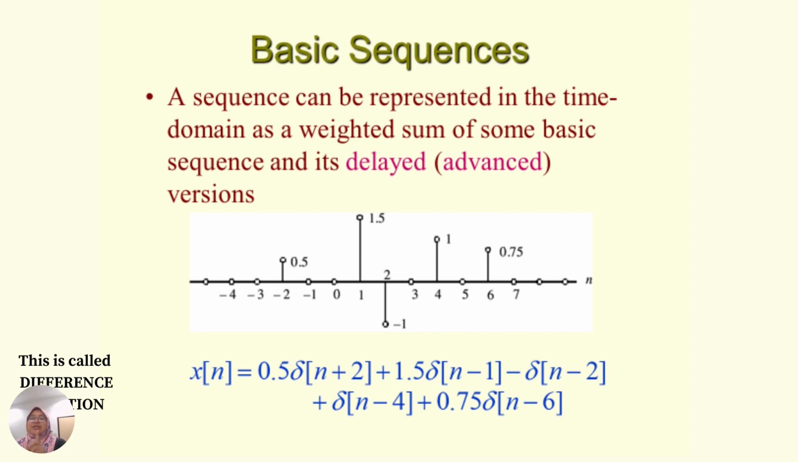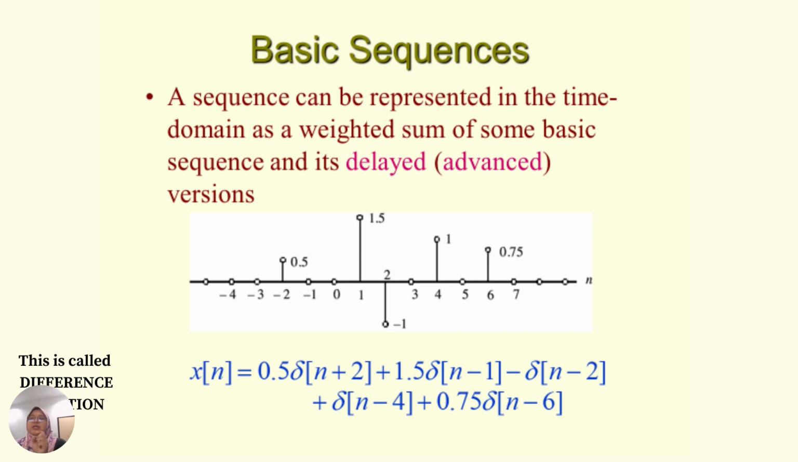So maksudnya di lokasi n equals to 1 adalah amplitude dia 1.5. Okay. Dan dekat sini adalah value dia negatif 1. Okay. So dia tambah negatif 1 di lokasi n equals to 2. And so on. Okay. So kena faham yang ini basics, the way that we write this. Because impulse adalah satu saja.